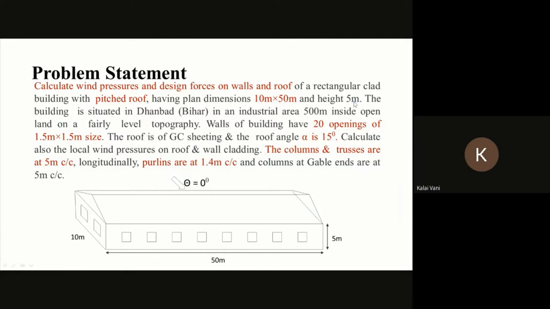Just now we have seen that above 10 meter your wind has a different flow, and below 10 meter your wind has a different flow diagram. Here the height is 5 meter, which is less than 10, so you can follow that as such. If it is more than 10, you just need to consider the height criterion alone, two different pressures you need to consider, that's all.